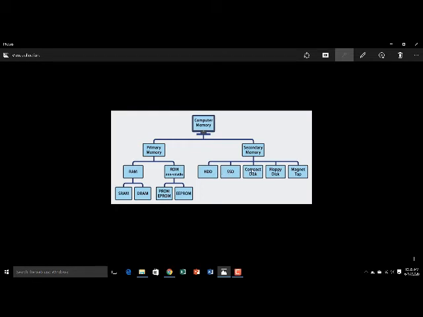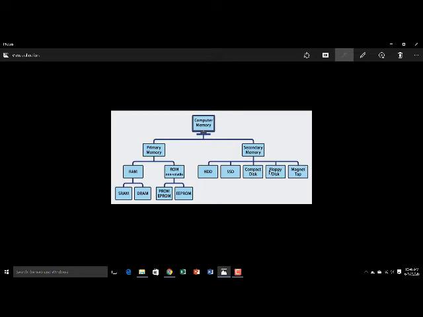Now the third one is compact disks, floppy disks and magnetic tape. These are also secondary memory, storage devices. The primary memory has two parts: RAM and ROM. RAM is a volatile memory, so you cannot store data permanently. That is called RAM. When the computer is turned off or electricity is not available, the data is lost.